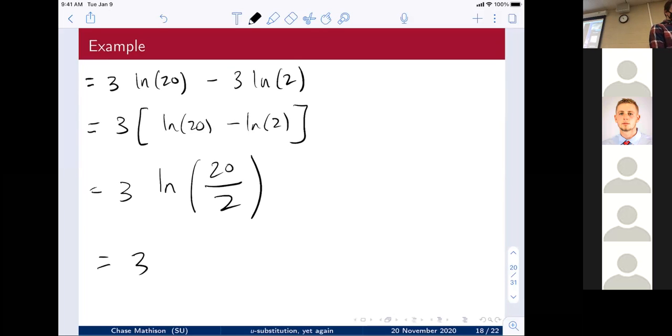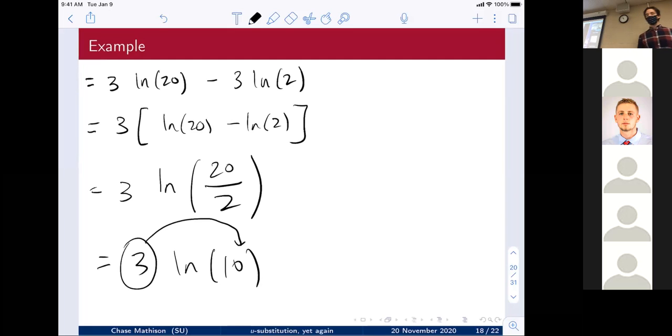And this is 3 times the natural log of 10. And then last, if you want to really write this in a simplified way, this 3 out in front, you can bring that into the natural log as an exponent, right? And so this becomes the natural log of 10 to the third, which is 1 with 3 zeros. So the natural log of 1,000. Amazing.